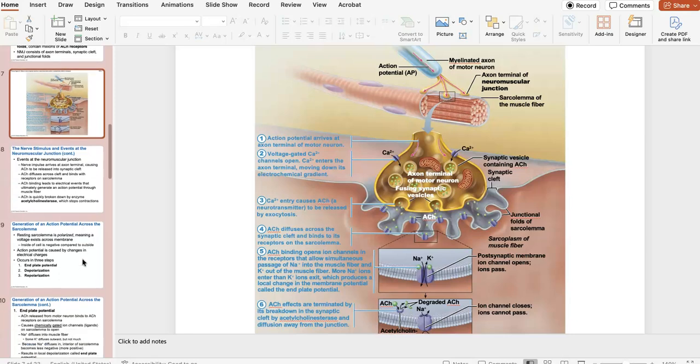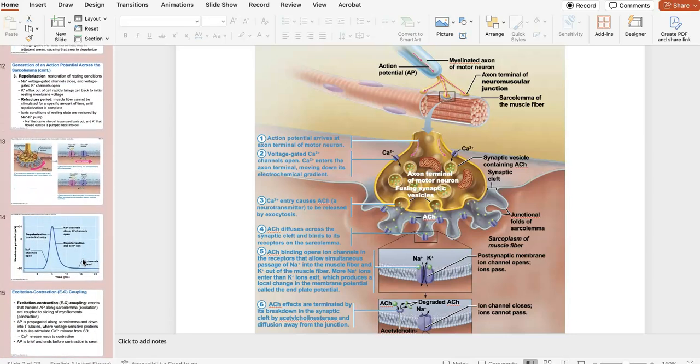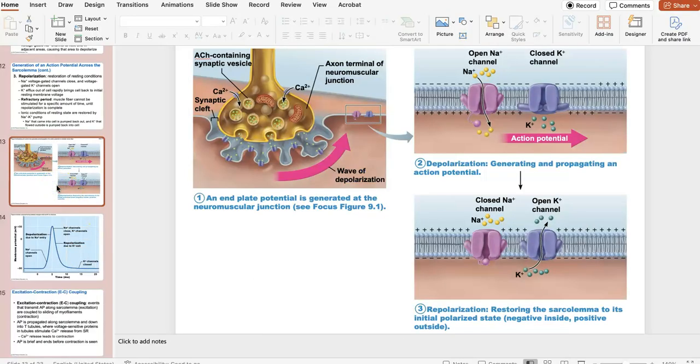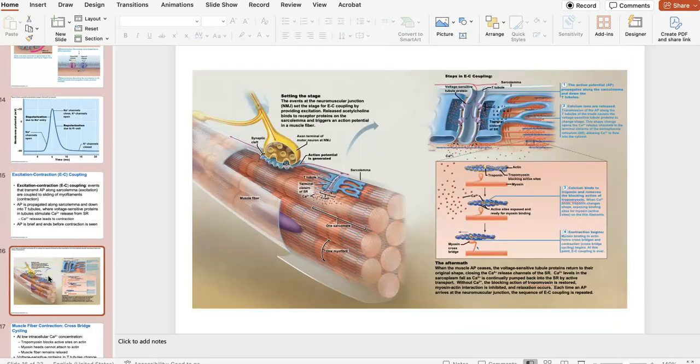Now, let's get to what happens next. I'm not too concerned that you know how it propagates, because it's very similar to the action potential in the neuron. When the membrane depolarizes, it's because sodium channels open and sodium comes in, and then it repolarizes by those sodium channels closing, potassium channels opening, and potassium leaving. That's exactly how it happened in the neuron.